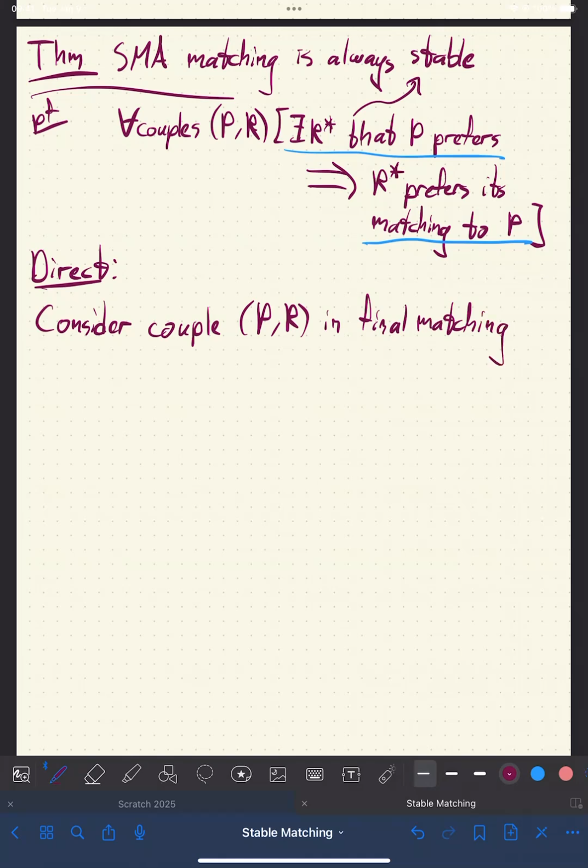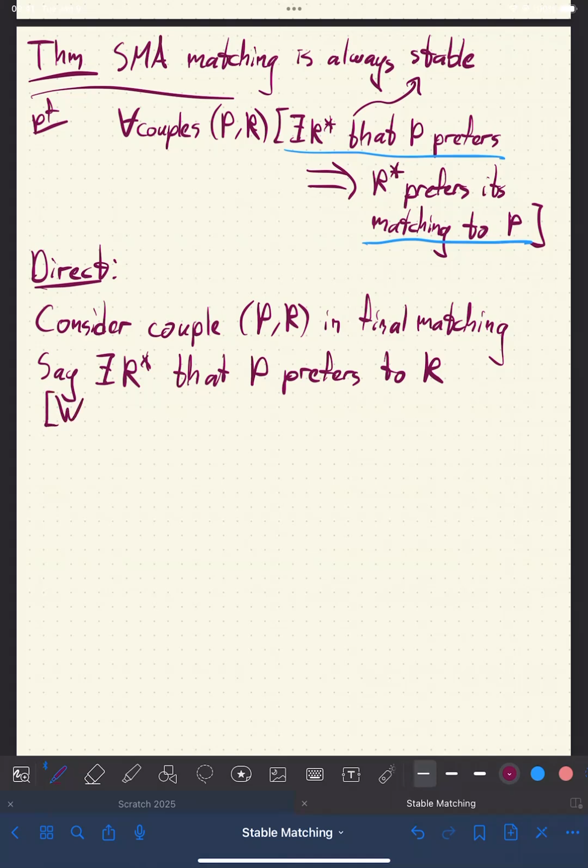So if we have the couple P and R in the final matching, then we can say there exists R star. This is our setup, right? We start with PR, and now we're assuming the antecedent. Now we're assuming P, and we want to show Q. So P implies Q. So let's assume the antecedent. There exists R star that P prefers to R.